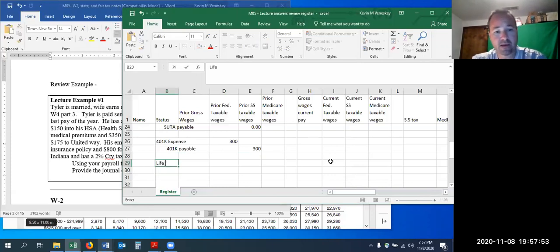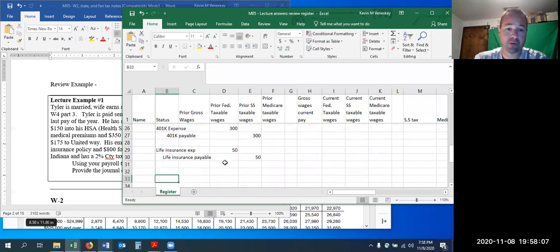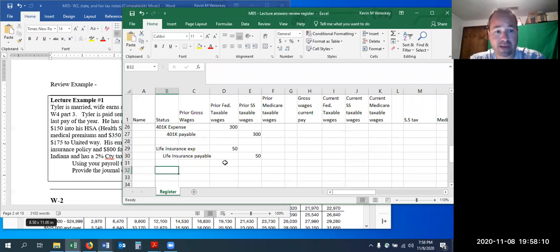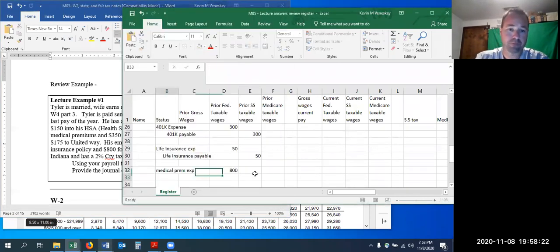So we've got his life insurance expense was $50, and we would have a life insurance payable. We don't have one of these set up yet, but we would need to set one up because we need to pay the life insurance company, even though the employee doesn't ever pay into that. And finally, we've got his medical premiums expense, and that one was a pretty high number, $800. And then his medical premium payable that we would tack on.